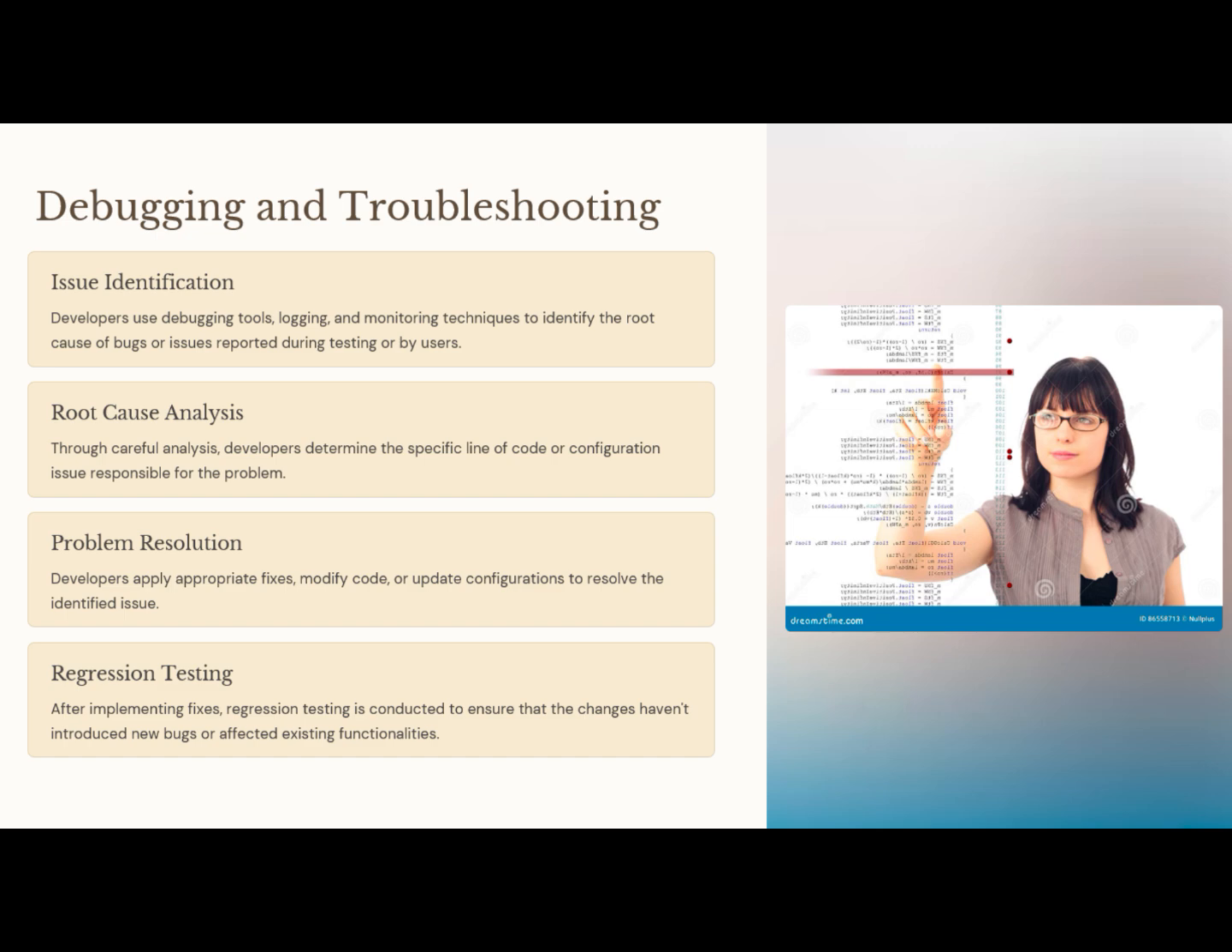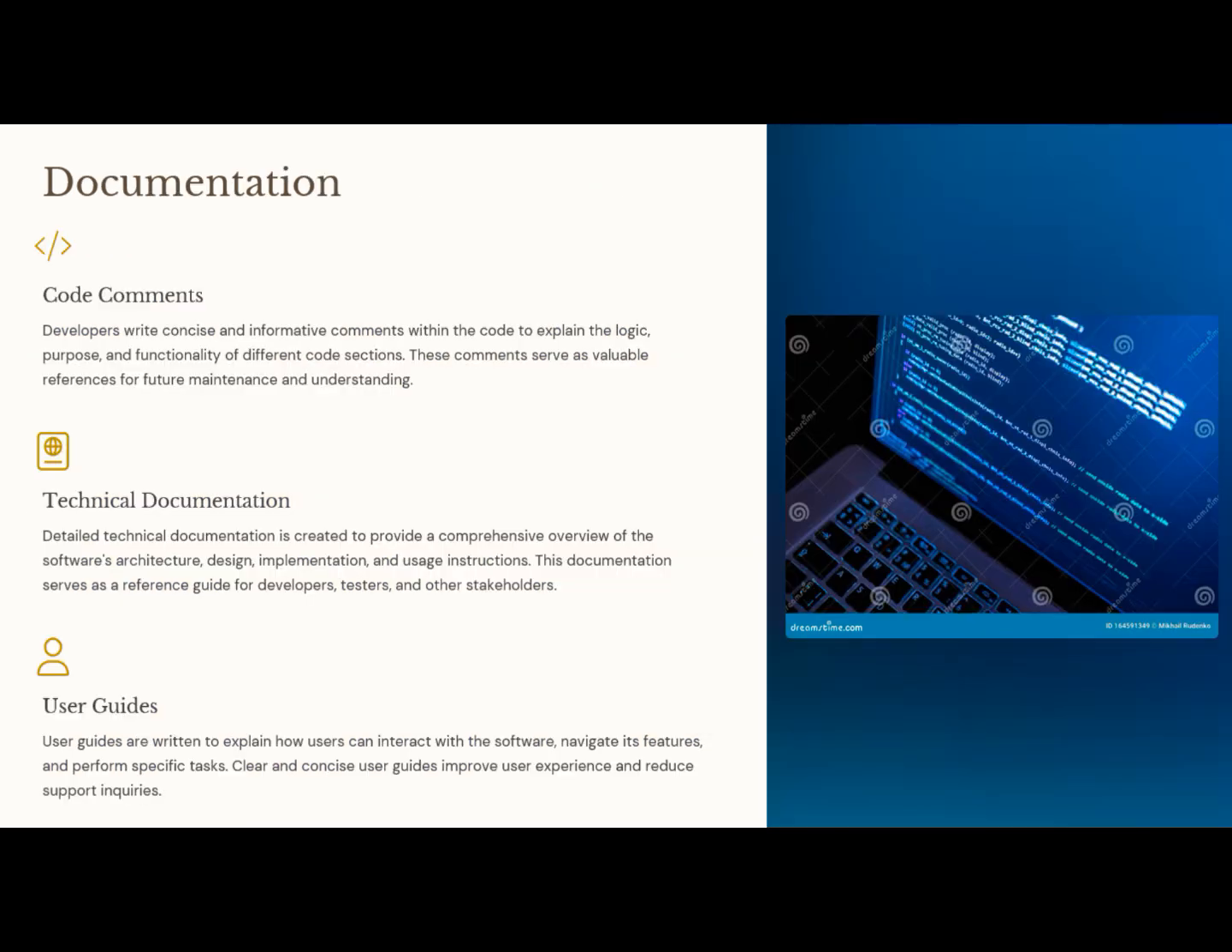Regression testing. After implementing fixes, regression testing is conducted to ensure that the changes have not introduced new bugs or affected existing functionalities. Documentation. Code comments. Developers write concise and informative comments within the code to explain the logic, purpose, and functionality of different code sections. These comments serve as valuable references for future maintenance and understanding.